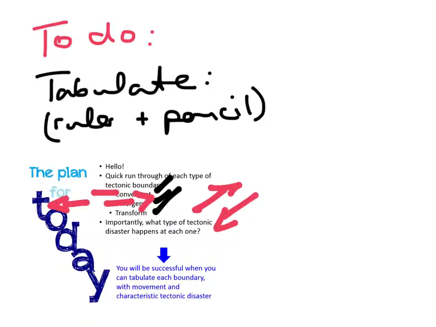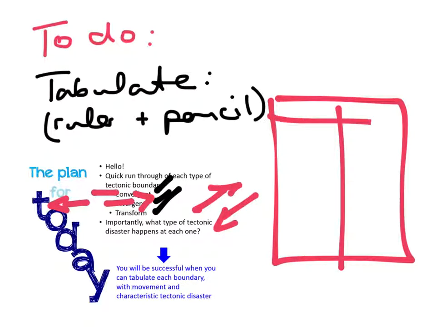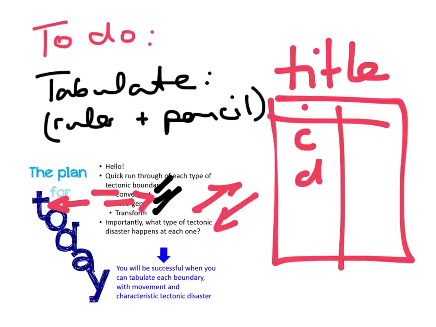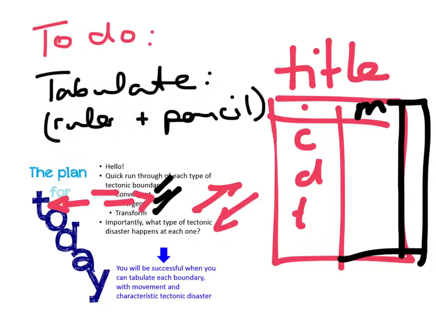And you need to make a table for me, please. Title, ruler and a pencil. Each boundary down this side, convergent, divergent, transform. And in the next column, the movement. So convergent coming together, divergent moving away, transform side by side. And then another column to make sure that you know the characteristic tectonic disaster that happens at each.